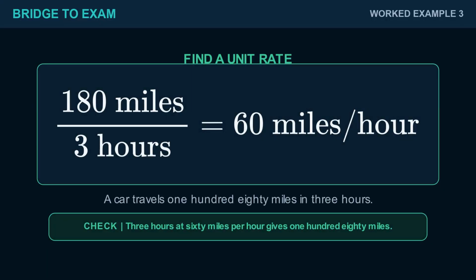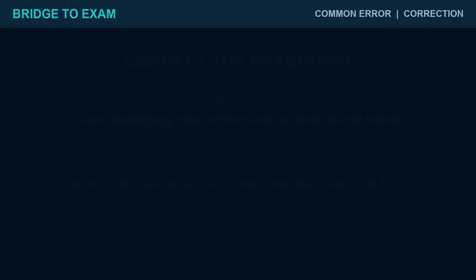Worked example 3. A car travels 180 miles in 3 hours. Divide both quantities by 3 to find the distance for 1 hour. The unit rate is 60 miles per hour. Check. 3 hours at 60 miles per hour gives 180 miles.